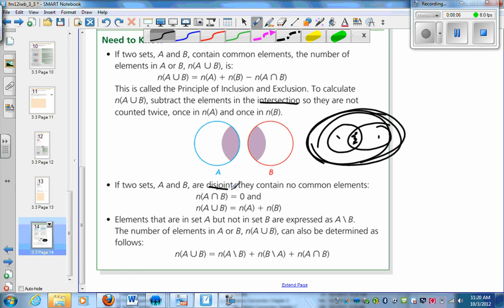If two sets are disjoint, if there's nothing in common, then the number of A intersect B is zero, so in order to get the number of elements in A union B, just add how many are in A and how many are in B. Elements that are in set A but not in set B are expressed as A not B. The number of elements in A union B can also be determined as follows: the number of A not B plus the number of B not A plus the intersection. So in this case, we say what's here plus what's here plus what's in common. So there's more than one way to get the correct answer.